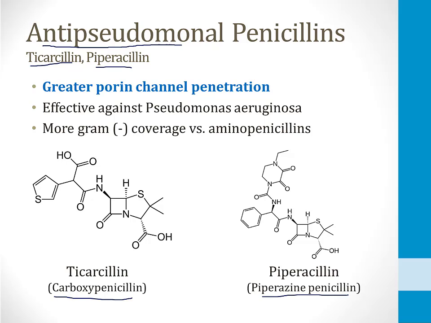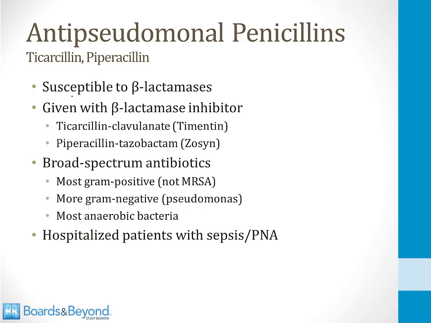The advantage of both of these drugs over the aminopenicillins is that they display even greater pore channel penetration compared to the aminopenicillins. This makes them effective against Pseudomonas aeruginosa, which is a difficult bacteria to treat and one that is usually resistant to the aminopenicillins. In general, because of their pore channel penetration, they have more gram-negative coverage compared to the aminopenicillins. Even though these drugs have significant pore channel penetration, they remain susceptible to beta-lactamases. As I told you before, all penicillins are highly susceptible to beta-lactamase enzymes. The only exception to that rule are the anti-staphylococcal drugs, and those drugs can only resist the staph penicillinase.